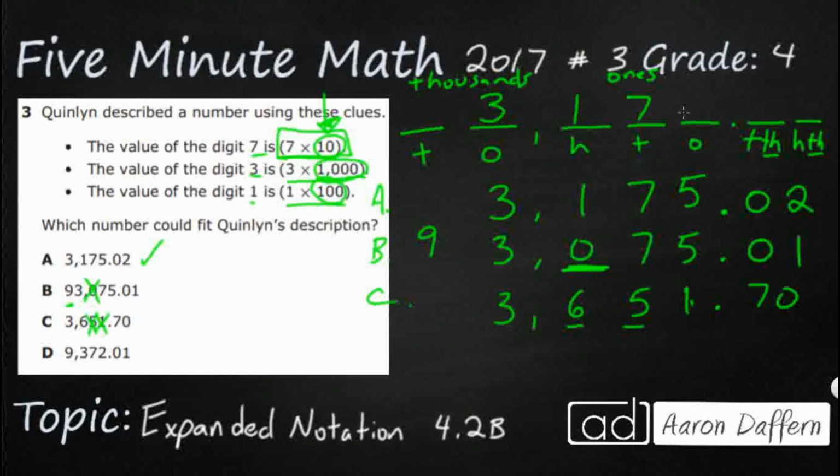And then let's check D here. We've got 9,372 and 1/10. And that one's good. It's, nope, those 2 are incorrect. Our answer is A.